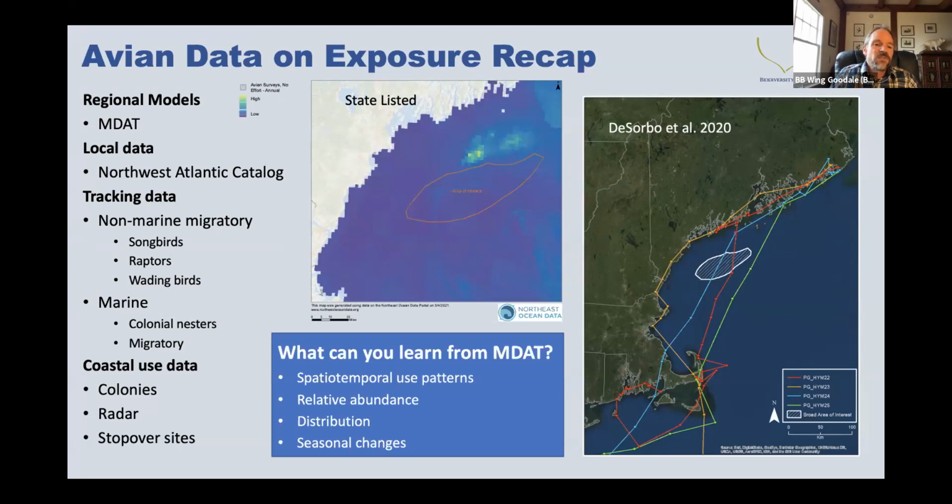We have some additional information on general coastal use of birds, and this is generally helpful to get us an understanding of how birds are going to be using the Gulf of Maine. But just refocusing back onto the MDAT models, what can they tell us? They can tell us the spatiotemporal use of the area of interest. They can give us a sense of relative abundance through that area. They can give us a sense of differences of distribution by season. So it's really probably our best data set to work from.